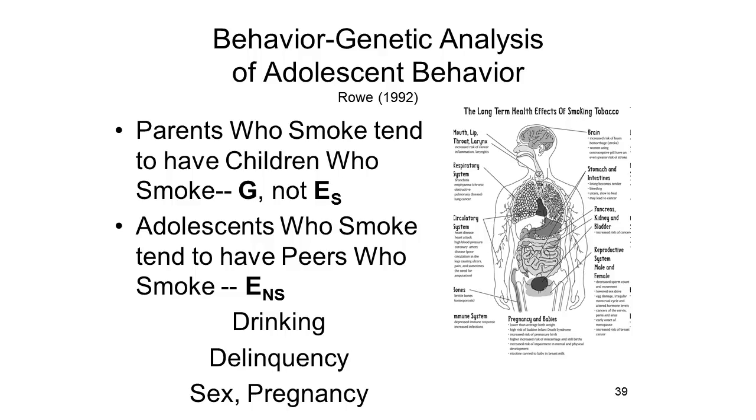On the other hand, adolescents who smoke cigarettes tend to have peers who smoke cigarettes as well. This is an effect of the non-shared environment, an effect of the environment outside the family. Rowe and his colleagues found similar causal patterns for alcohol consumption, juvenile delinquency, sexual behavior, and pregnancy. In each case, the shared family environment had relatively little impact on behavior. Genetic transmission from parent to child was important, but so was the non-shared environment. Peer groups had a powerful effect on whether adolescents experimented with tobacco, alcohol, sex, and general misbehavior.